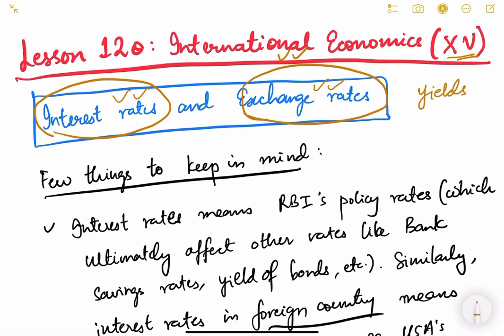Just like we have discussed the relationship between bond yields and the interest rates, and also the rates of the US Federal Reserve, and how they affect the Indian bond yields, and so many different scenarios. Similarly, today we are going to study what exactly is the relationship between interest rates and the exchange rates.